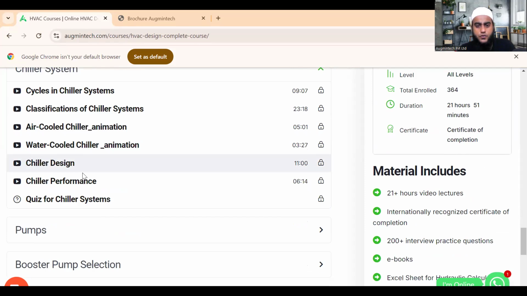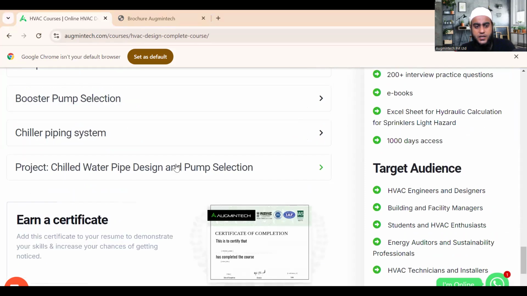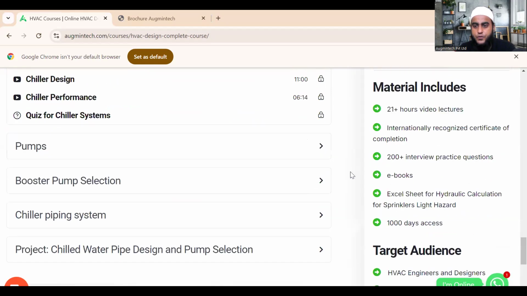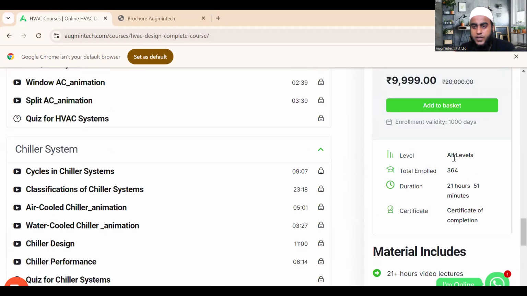Of course, you will get the certification also. See here, you will get the certificate of completion, okay? Like this, it is ISO certified. Everything you will get. See, what materials are included. The total duration given here is 21 hours 51 minutes approximately.